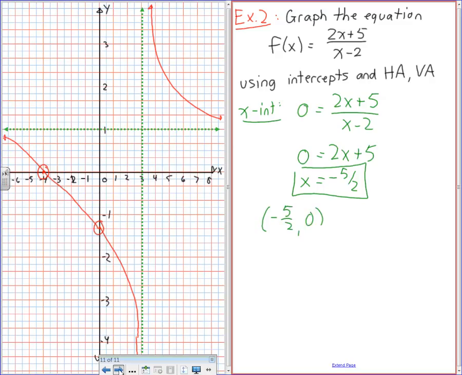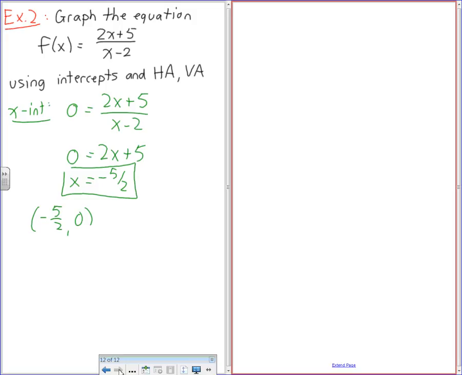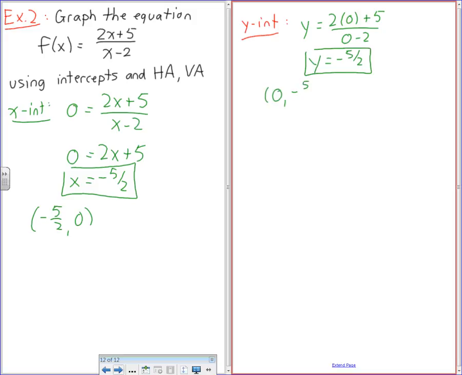Great. All right, Y-int. Somebody else, please. Yeah, go ahead. So you're going to say x equals 0, so that's y equals 2 times 0 plus 5 over 0. That's conveniently also going to be -5 over 2. Whoa. Same with your asymptotes.